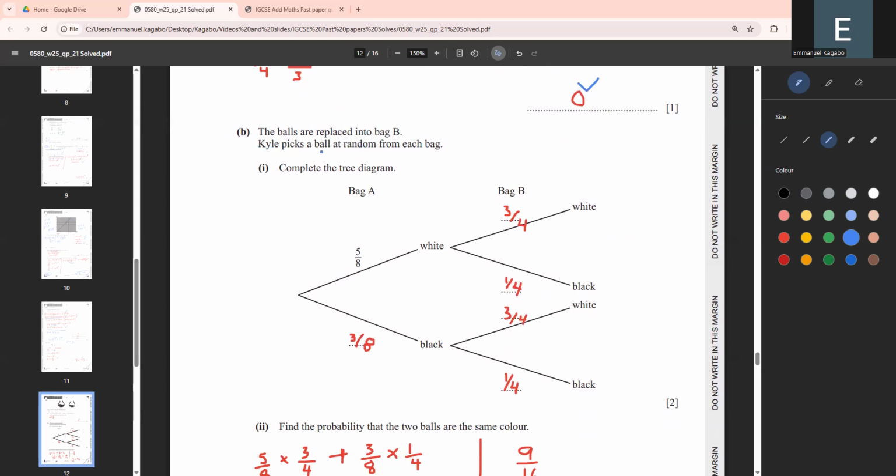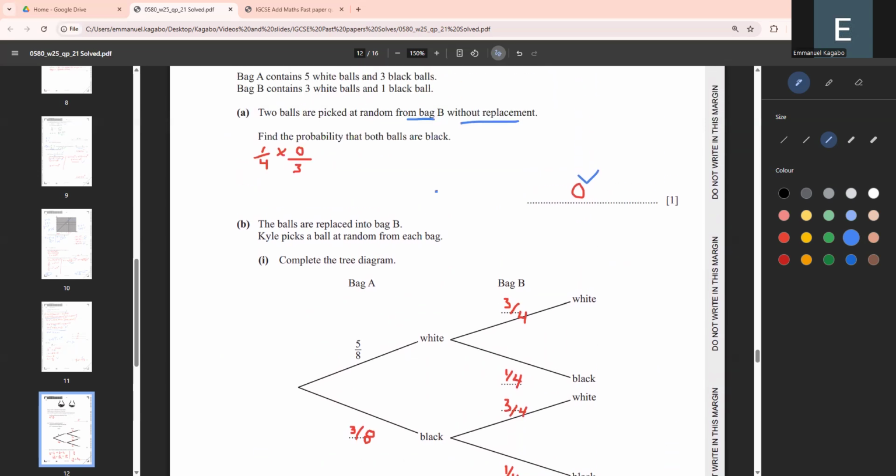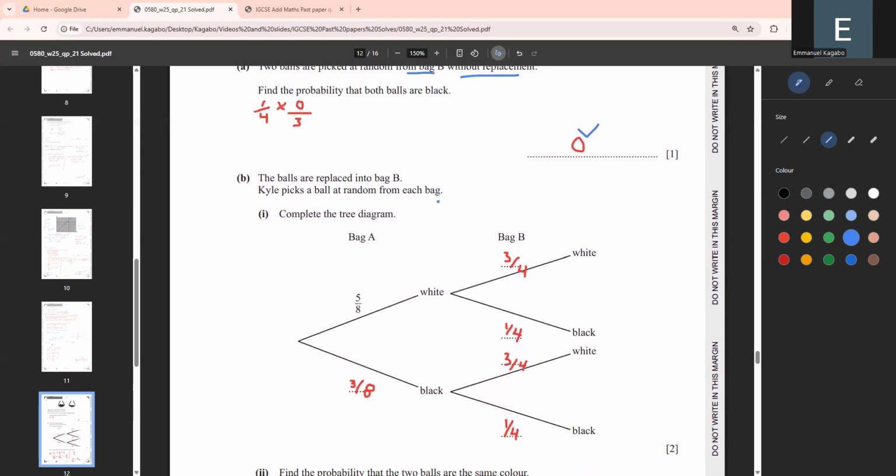Okay, here one picks a ball at random from each bag. Okay, the balls are replaced in bag B. Okay, now very good. So now this is a tree diagram. They want you to complete it. You have to know this one all the time. This one and this one add up to 1. Okay, they always give you 1. See, probability of A plus probability of A complement should always give me 1.